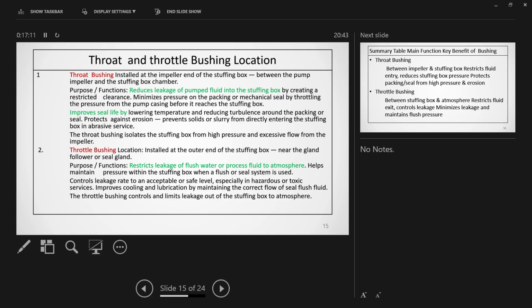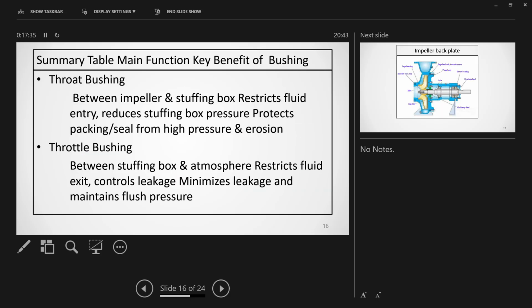Throttle bushings are used on the outer side, from the stuffing box to atmosphere. The flushing water we use for cooling the mechanical seal or gland packing should not go out of the stuffing box, and the bushing also maintains the pressure of the stuffing box. So the throat bushing is between the impeller and the stuffing box, and the throttle bushing is between the stuffing box and the outside. It controls the stuffing box pressure as well as minimizes the expensive fluid going outside.